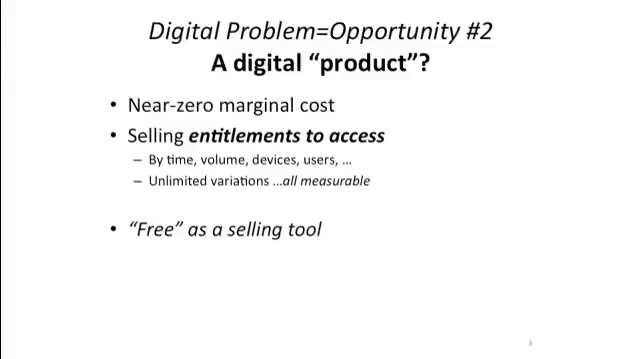The other thing, of course, is what Howard was talking about at the beginning. Digital products are different. There's no marginal cost, more or less. You're basically selling entitlements to access, not so much the product itself, but access to the product in different ways.